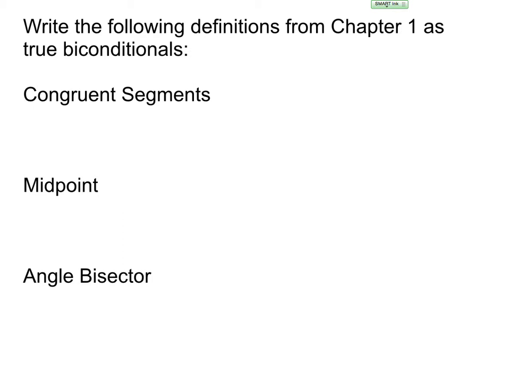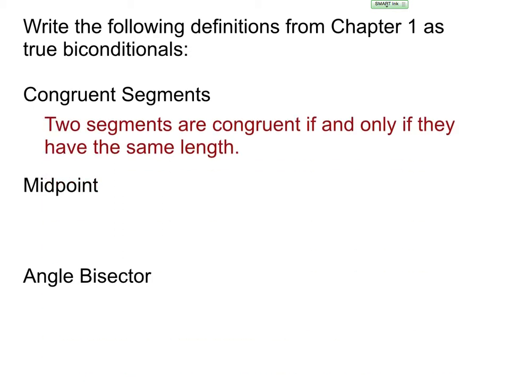Congruent segments, tell me what they are. Okay, segments that have the same length. So how would we put that in a sentence with the words if and only if? The segments are congruent if and only if they have the same length. I went with just 2, so: 2 segments are congruent if and only if they have the same length. That would be the definition written with if and only if. Okay, now one's in your notes.